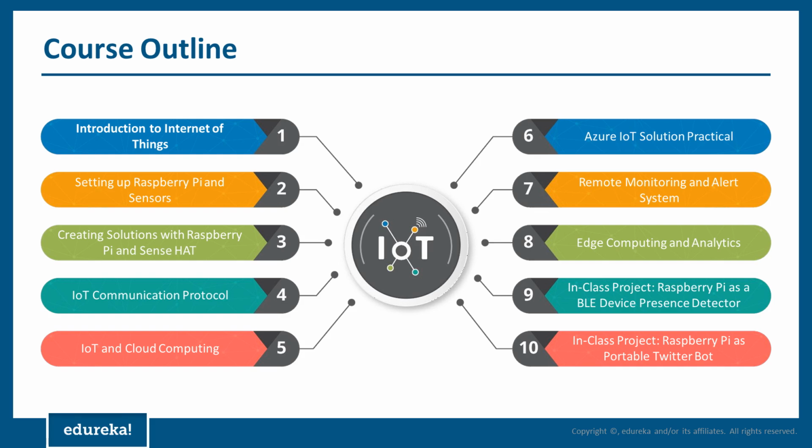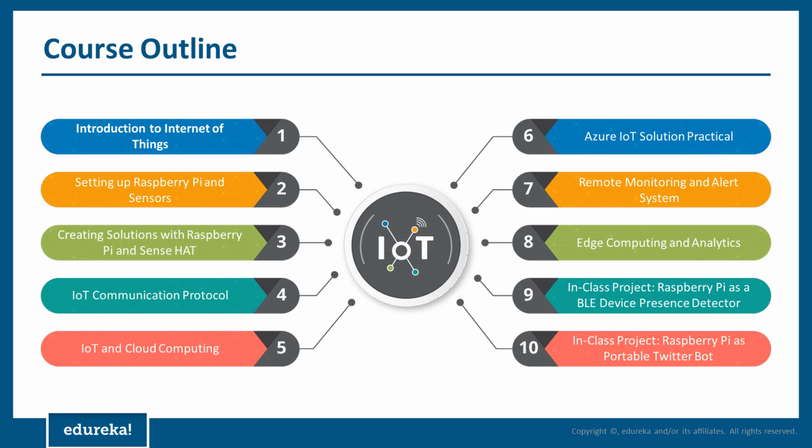And then in the second session, after showing you that, we'll work on some very simple, basic programs, what I would call the hello world of Python programs. We'll start with that so that you get a taste of what Python is, a very, very simple approach. Then the third session will be creating solutions with Raspberry Pi and Sense Hat. Session number 4, we are going to talk about communication protocols. Session number 5, IoT and cloud computing. Session number 6, Azure solutions, where we are going to practically start some solutions on Azure straight away.